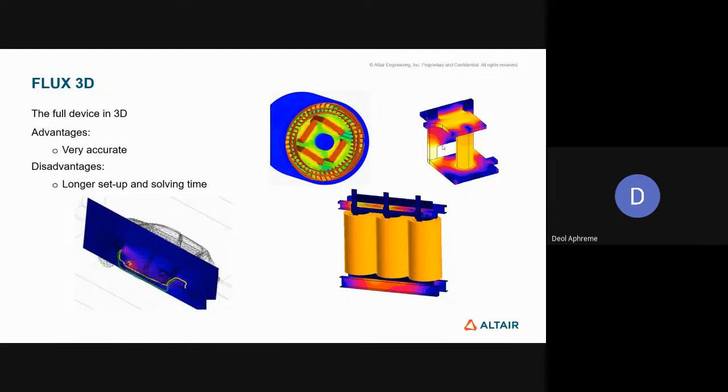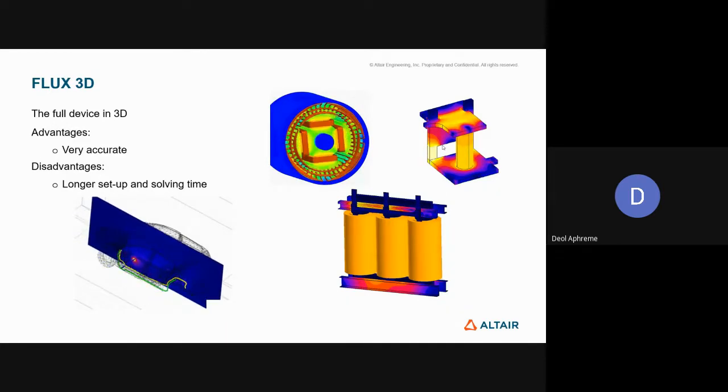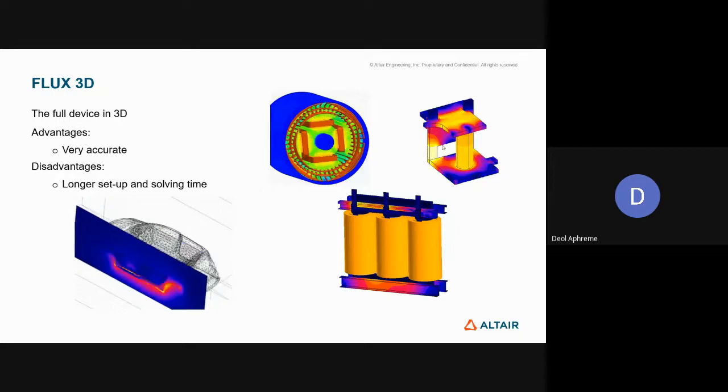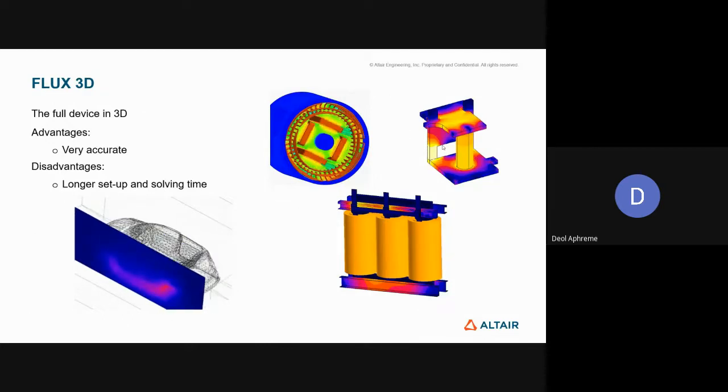They require very, very accurate results, so they prefer simulating the entire model in 3D. So 3D is, like I said before, very accurate in the sense that it gives you the most accurate results, because all parameters are taken into consideration. The disadvantages are definitely that it takes a lot of time to set up.